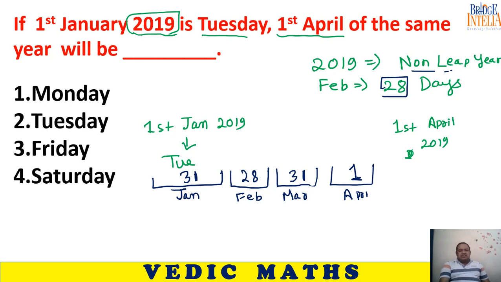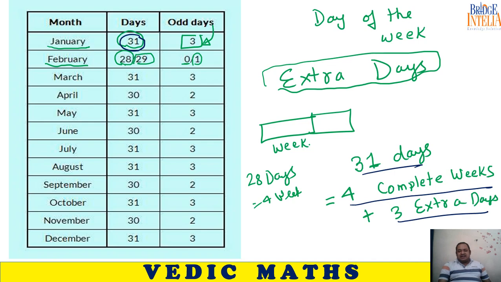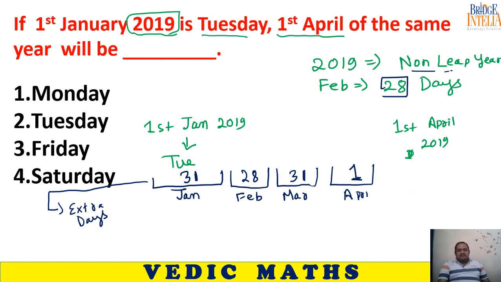It is given to you that you have to count a total of these many days and tell which day of the week. So you should not count all the days. You should consider only extra days. Concentrate only on extra days. So from which month do you get what extra days? If a month has 31 days, 31 days means 4 complete weeks plus 3 extra days. So from January you get 3 extra days.